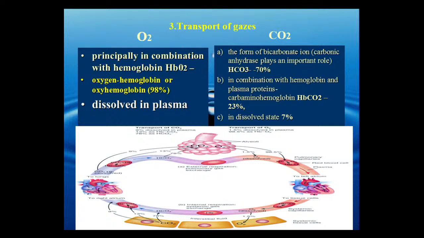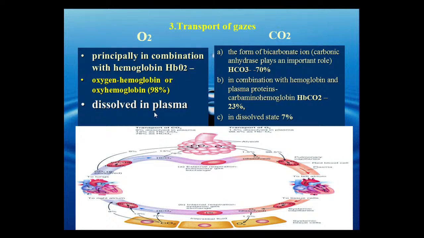After gas exchange in the lungs, oxygen comes into the blood, into capillaries, and transportation of oxygen is realized in combination with hemoglobin. You should know already that hemoglobin is included in the molecule of a substance in erythrocytes, and oxygen is principally transported in combination with this hemoglobin.